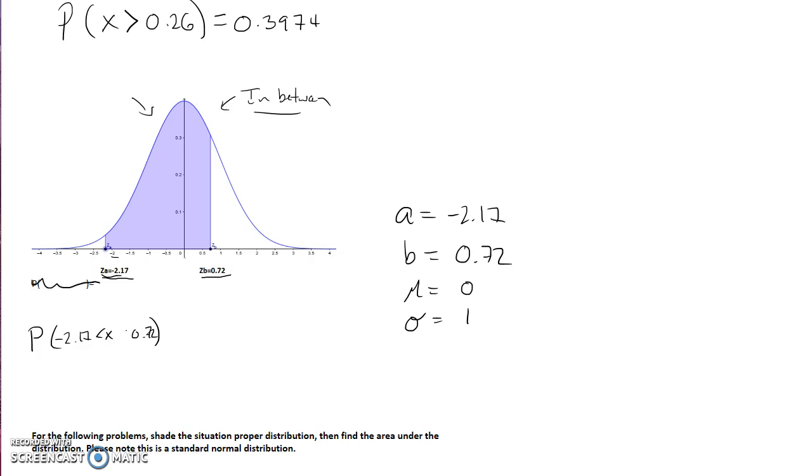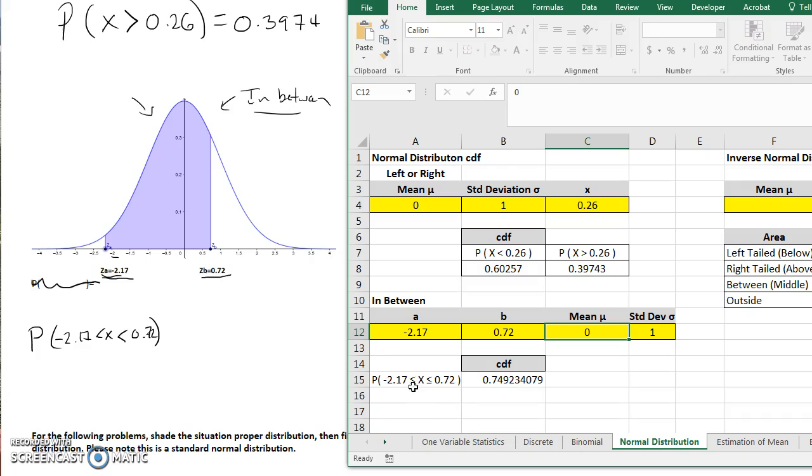And then remember, we open the inequalities towards the right. I know that this has or equal to symbols. That's a typo, so it should just be less than and then less than there. But the probability is 0.7492.